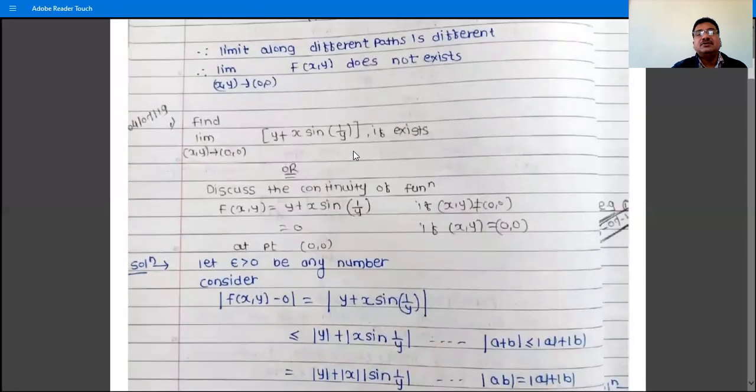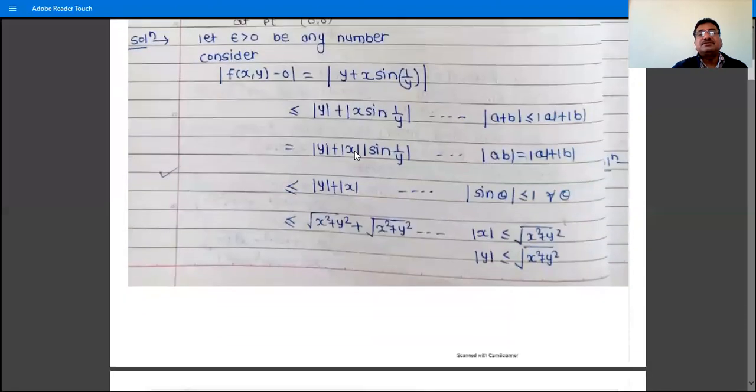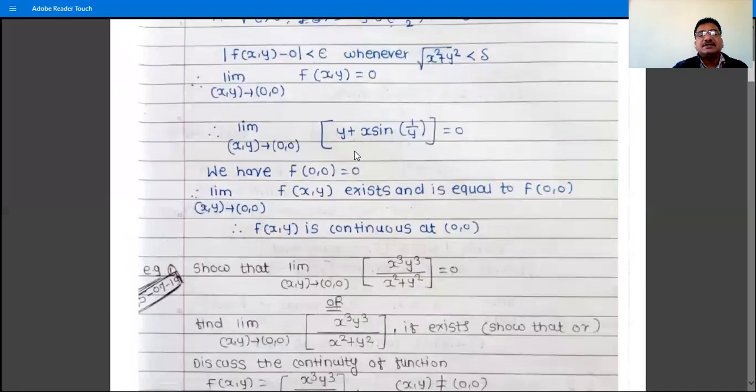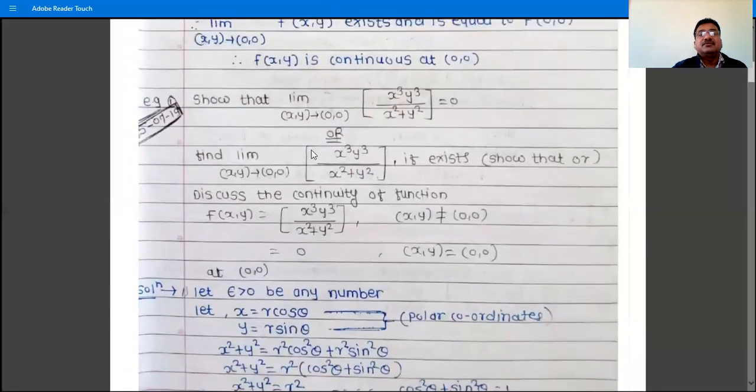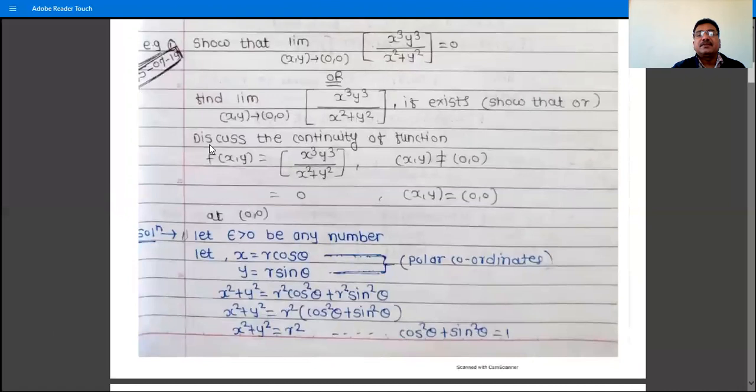Okay, so this is the problem of limit existence. How can we show the limit exists? By using the epsilon-delta definition. So the next problem is (x cube plus x cube y cube) divided by (x square plus y square). We have to find the limit if it exists, and discuss the continuity of this function.